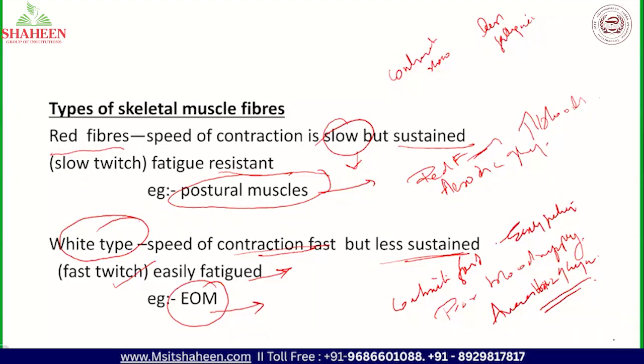Glycolysis is one source of energy. It undergoes aerobic glycolysis, and here there is a large amount of blood supply. In the case of white type, the speed of contraction is very fast, but it never sustains for a longer period because it is easily fatigable. This is because it undergoes anaerobic glycolysis. So lactic acid will be deposited, and less blood supply is given. Examples are extraocular muscles. Here the mitochondria is more.